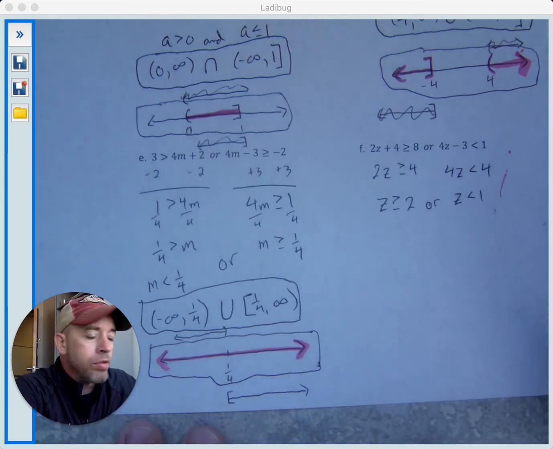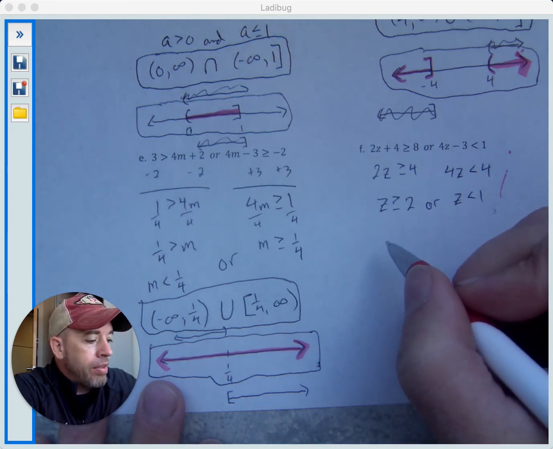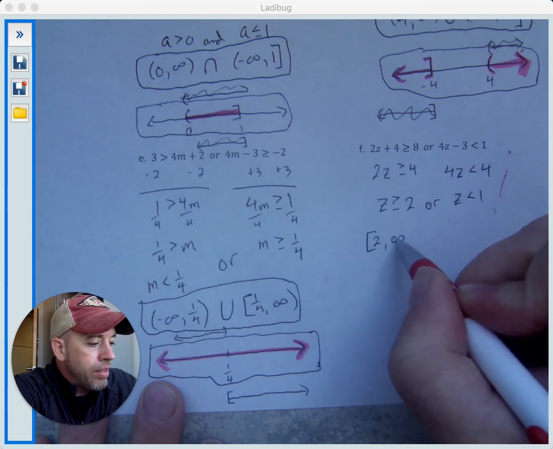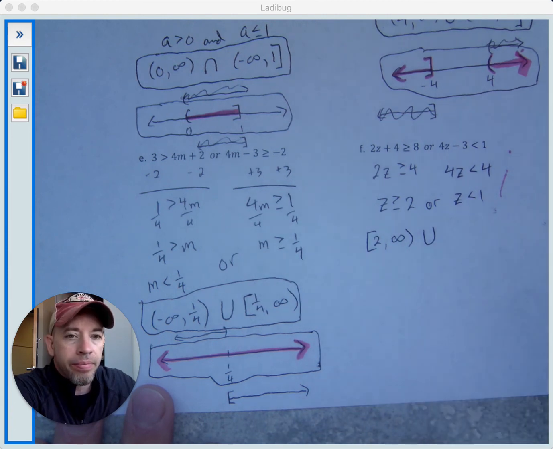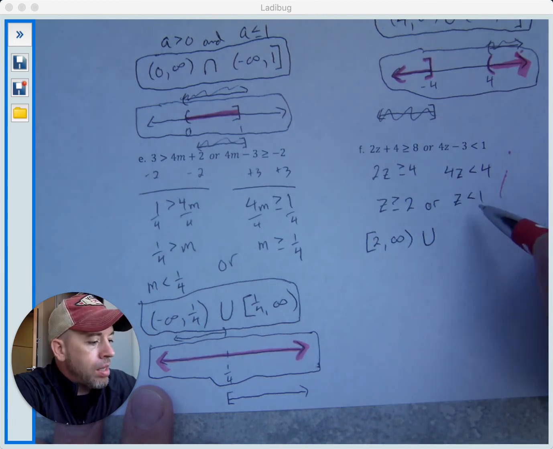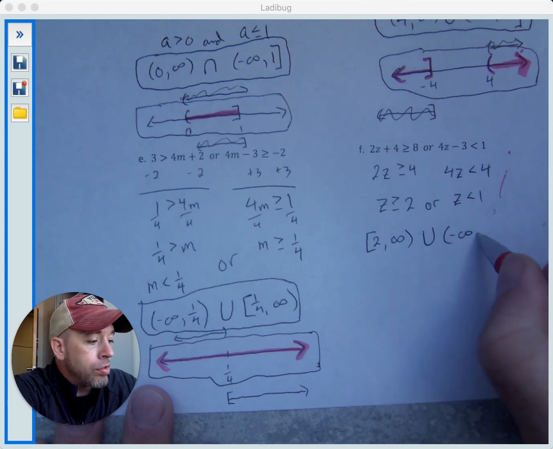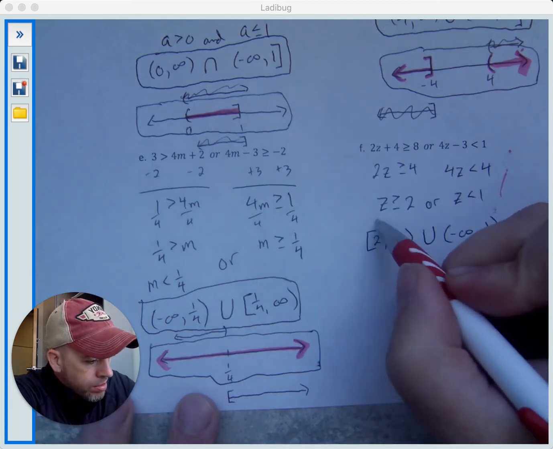Translating this to interval notation, z is greater than or equal to 2. That would be everything from 2 with a bracket to infinity. Or gets translated to the union symbol. And then z is less than 1. That's everything from negative infinity to 1, with a parenthesis, right? Because we don't have the equal to bar. Now let's graph it. Okay, and this is part of my answer.